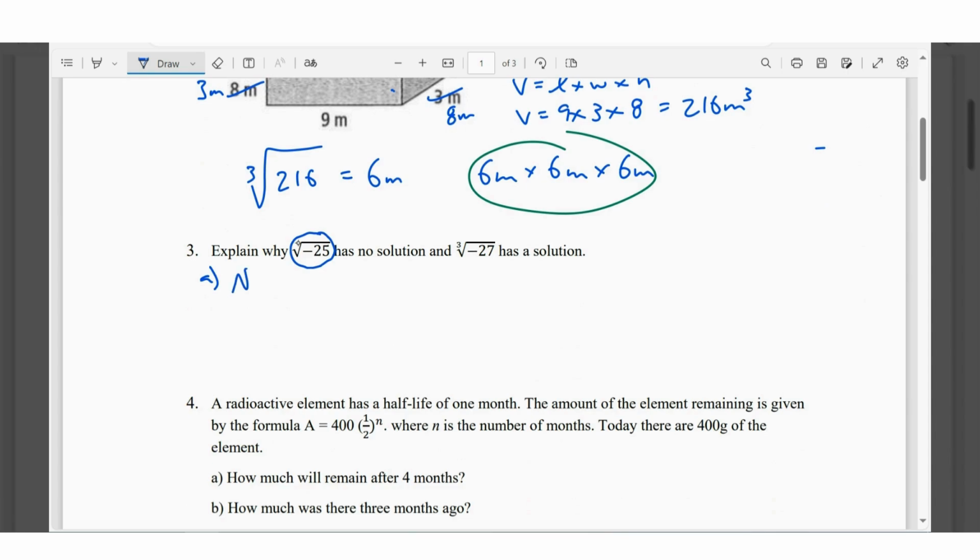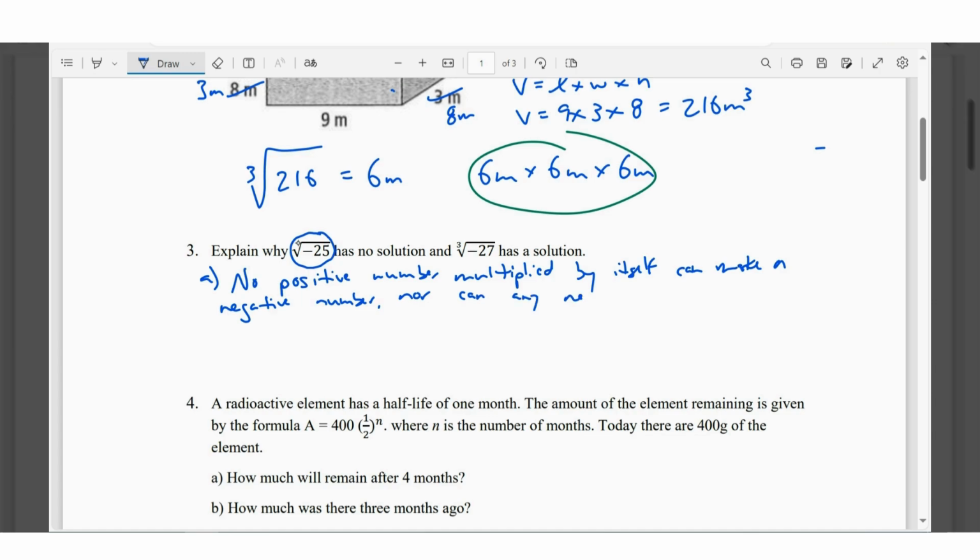And there is no positive number multiplied by itself that can make a negative number. Nor can any negative number multiplied by itself.